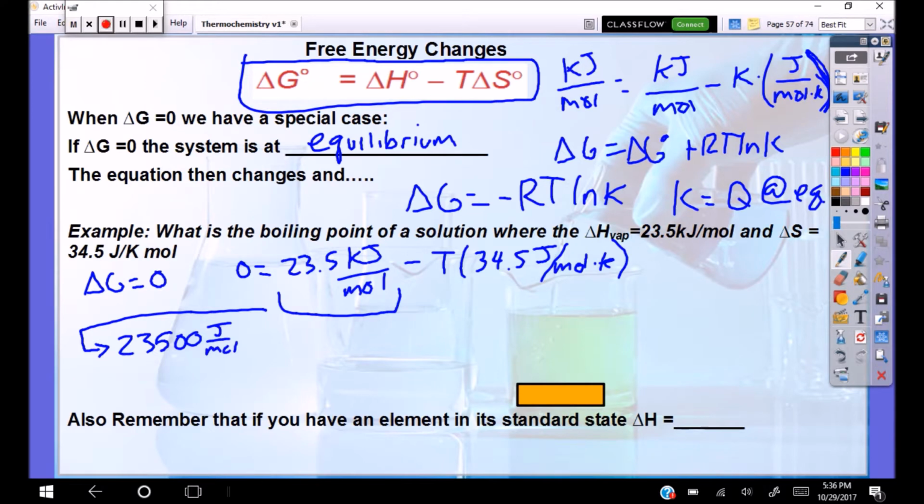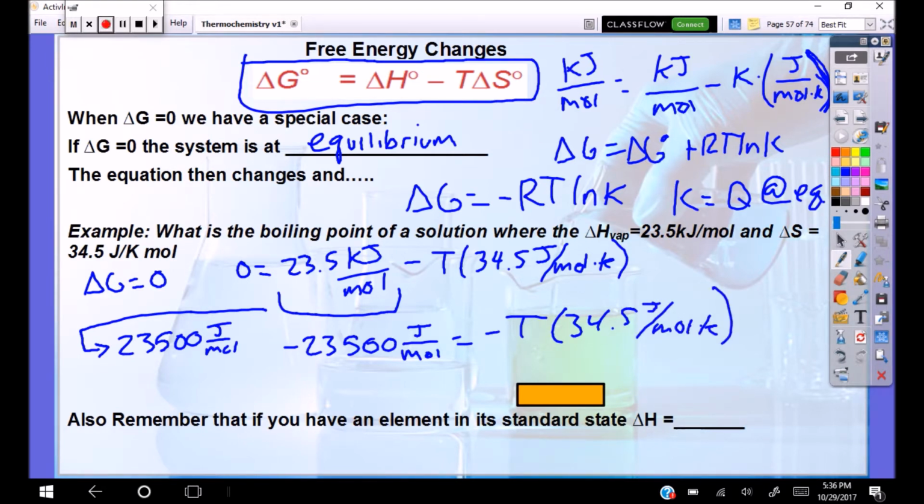Okay. So to solve, I want to move my terms over. I get a negative 23,500 joules per mole, and that's equal to negative T times 34.5 joules per mole Kelvin. All right. I divide both sides by negative 34.5. My units would end up canceling here. The negatives cancel and we get a positive temperature, which makes sense because we want our boiling point to be a positive number, right? It takes a lot of energy to boil something.